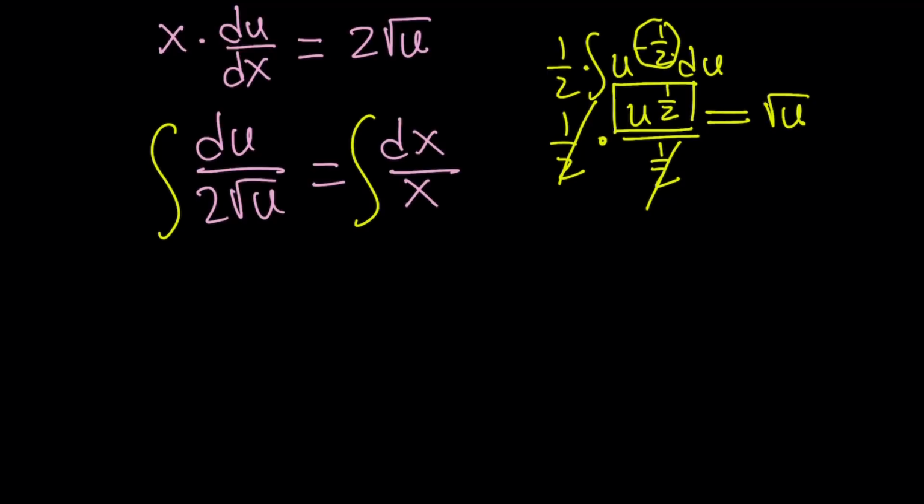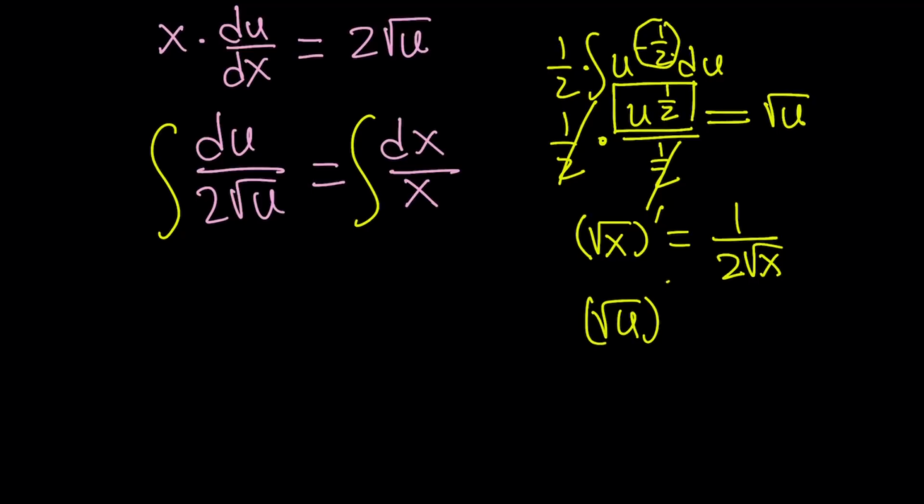Or we can put it this way too. If you differentiate square root of x, then you're going to get 1 over 2 times the square root of x. Or if it's u in this case, where u is a function, then you're going to get u prime divided by 2 times the square root of u. U prime is there because of the chain rule.